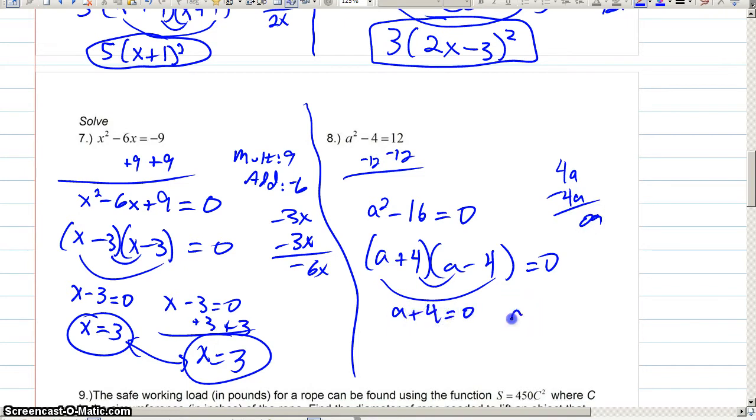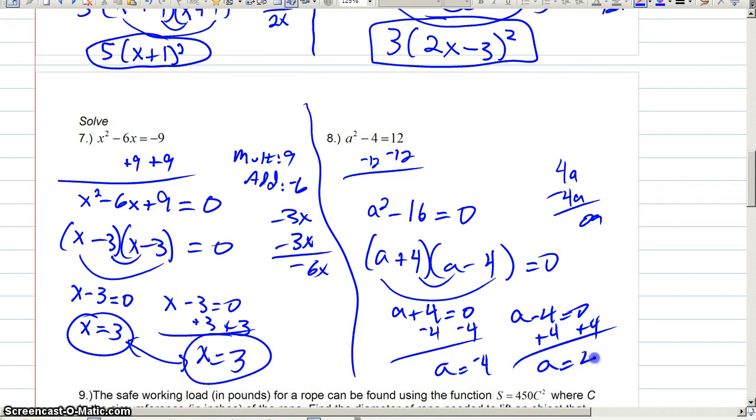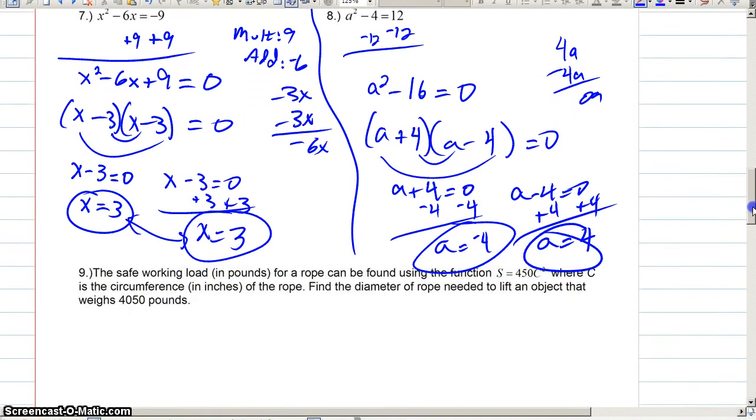A plus 4 would equal 0. A minus 4 would equal 0. Well, solving, you'd get a equals negative 4. Right here, you'd get a equals positive 4. So two different answers here. All right, and the last one of the day.